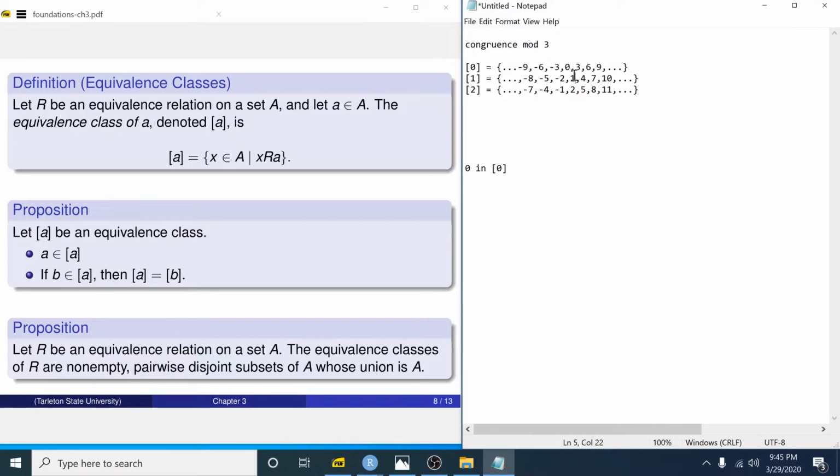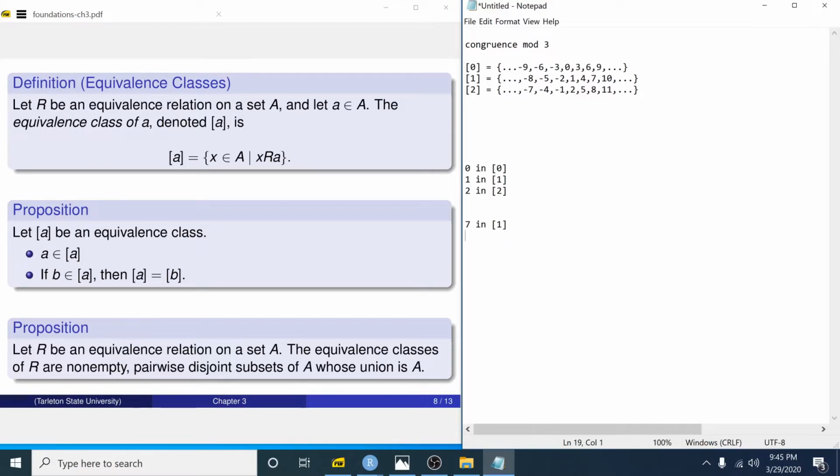1 is right here, and 1 is indeed in bracket 1, and 2 is in bracket 2. So all of these statements are true for this example that we just did. What about another statement? This statement says that if B is in bracket A, then those brackets are equal to each other. So for example, 7 is in bracket 1.